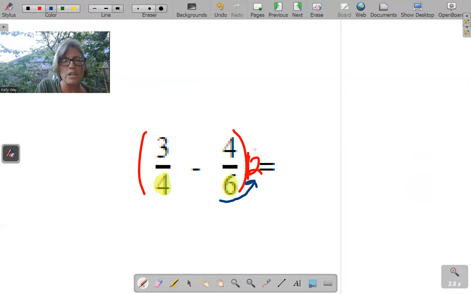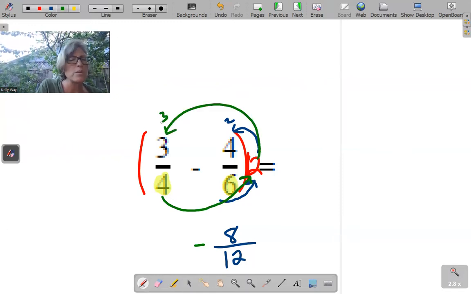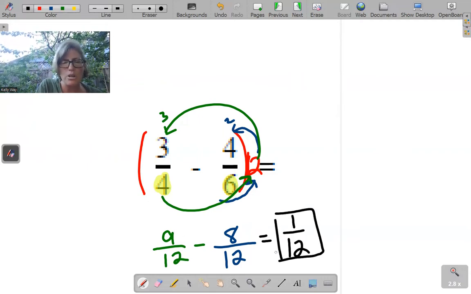6 goes into 12 twice. 2 times 4 is 8/12. Minus 4 goes into 12 3 times. 3 times 3 is 9, so it's going to be 9/12. Arrow in, arrow out. Now I'm subtracting 9 minus 8. That's simply 1/12, and you are done.